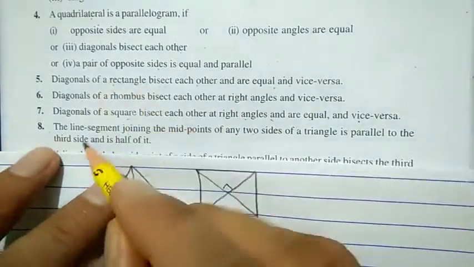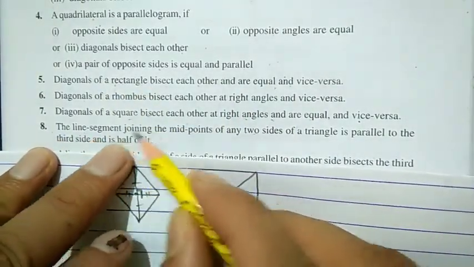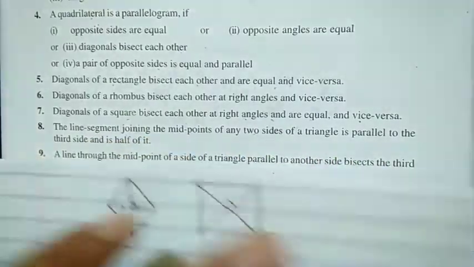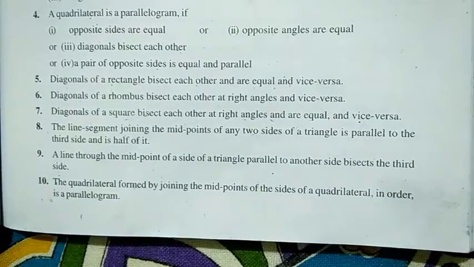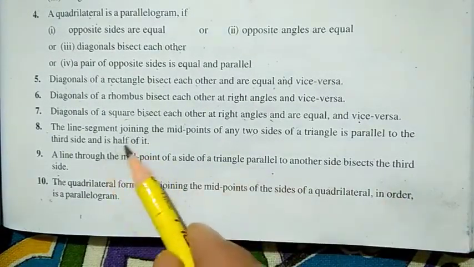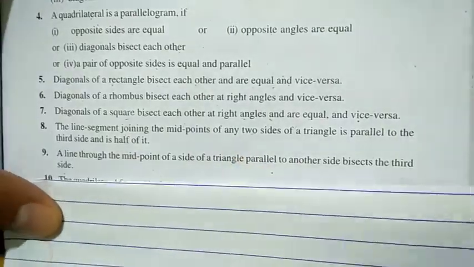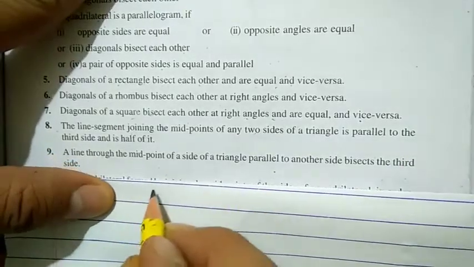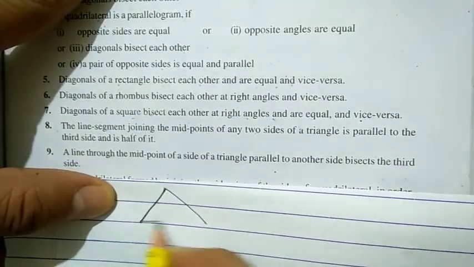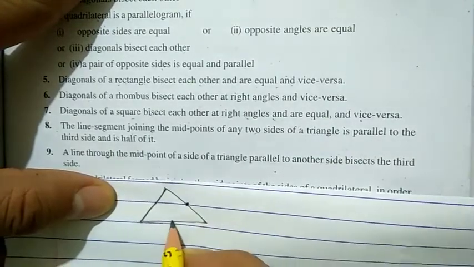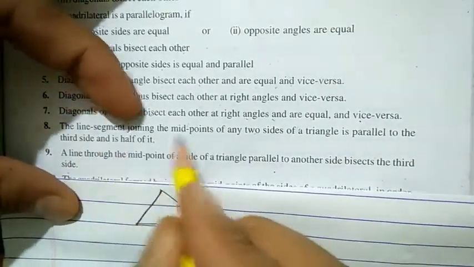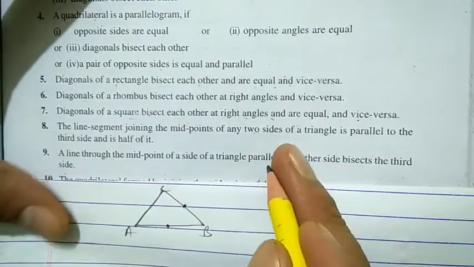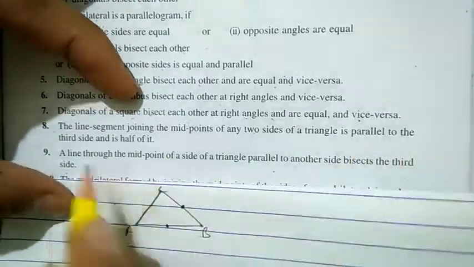8th point, the line segment joining the midpoints of any two sides of a triangle. So this is a triangle, let's say this is the midpoint of this, this is the midpoint of this. So the line segment joining the midpoints, these are midpoints, ABC is a triangle, the line segment joining the midpoints of two sides of a triangle is parallel to the third side.